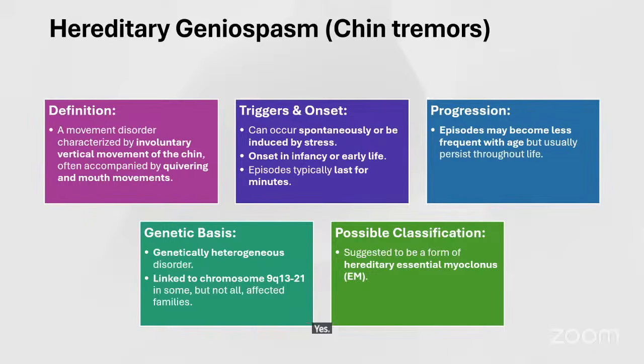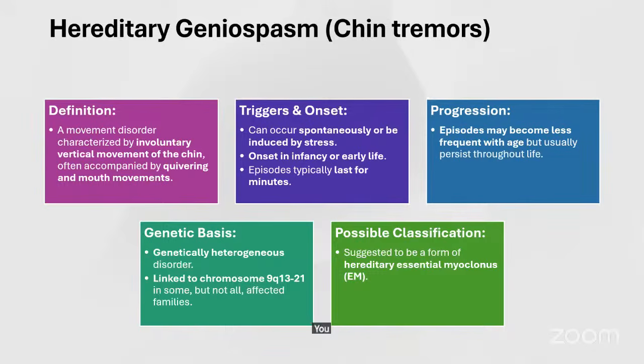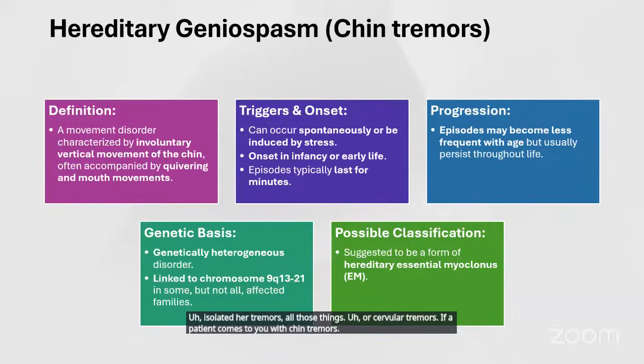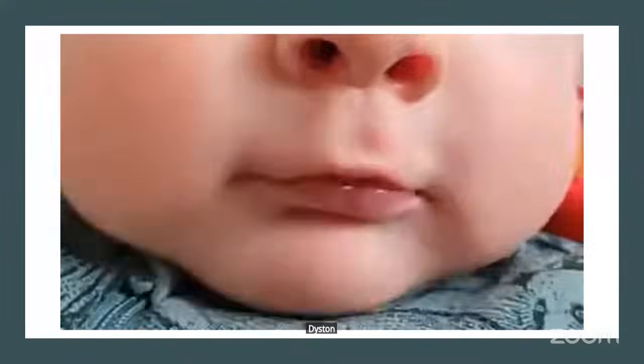If the patient comes in and sits in front of you with head tremor, you think of ET, dystonic tremor, or primary isolated head tremors, or cerebellar tremors. A patient comes to you with chin tremors, you think of these things. A patient comes with a jaw tremor, again body part specific, Parkinsonism and dystonia, like occupational dystonias. Yes, sir. And you were discussing palatal.